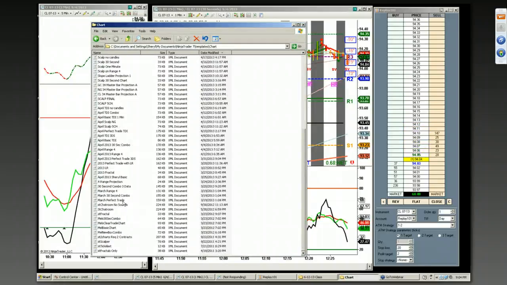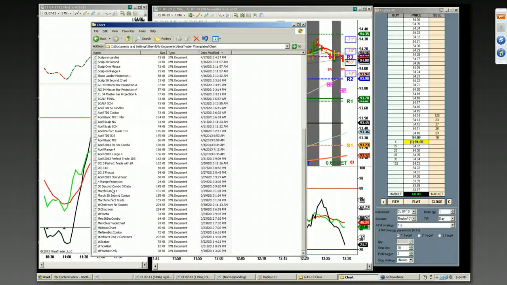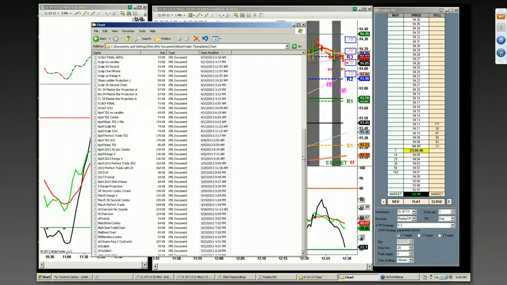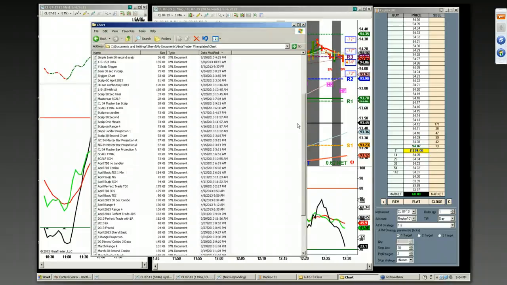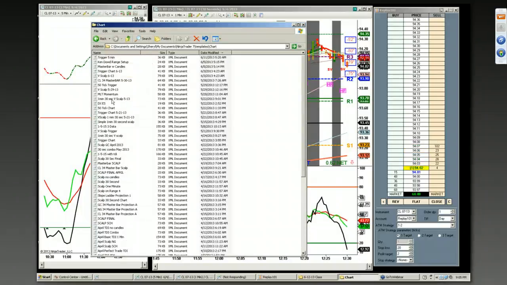I save them with information. March range 4, scalp 32nd. If I need 2 data series, I'll put that in there. 1 minute 5. Trigger 5 minute, 1 minute 30-second V scalp. So that means I need 2 data series. So be creative when you're naming your charts so that you can go back and see what they are.